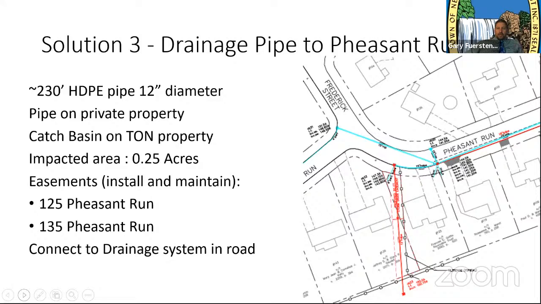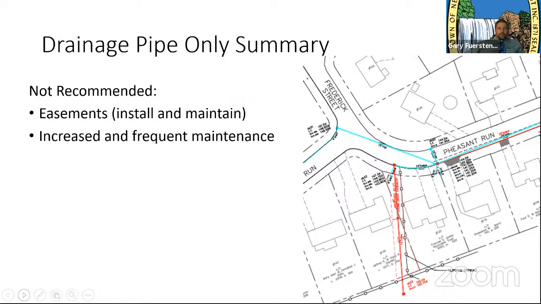Installing the catch basin down on the town property, it all sounds great and simple and easy. However, based on experience, when we have catch basins in areas that we really can't get to, in wooded areas, maintenance becomes very problematic. We have to cross private property to get to them. They often become forgotten. They become plugged and inoperable, and essentially what we fear is that we'll end up with the same problems that we have today, even if we were to install this solution. Next slide, please.